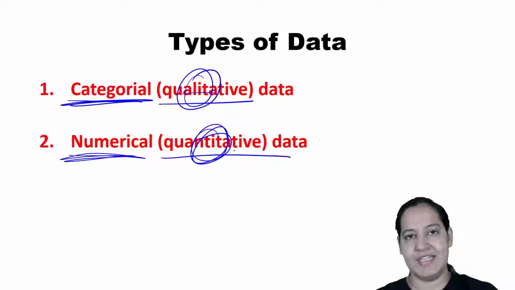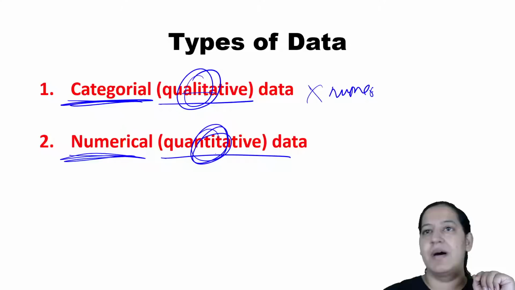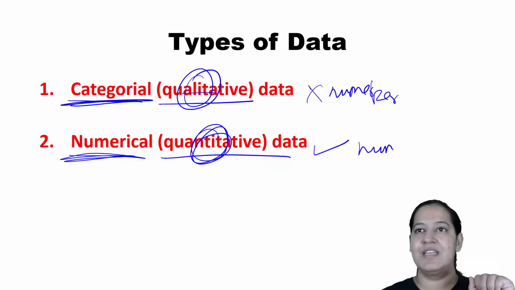Let me tell you the difference between the two. Qualitative cannot be measured in numbers. Here we cannot measure it in numericals or in some numbers. Numbers are not possible here. I will give you the example. And numerical or quantitative data can be measured in numbers. Let me tell you the examples of the two. Let me start with the first one, that is categorical or qualitative data.